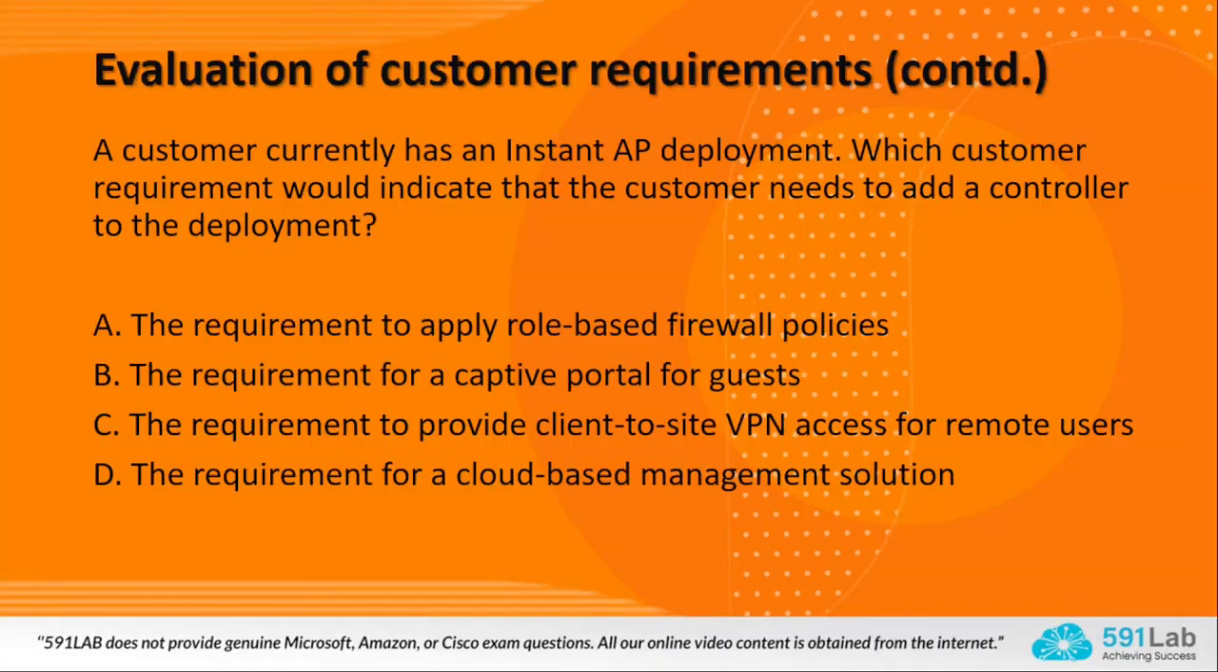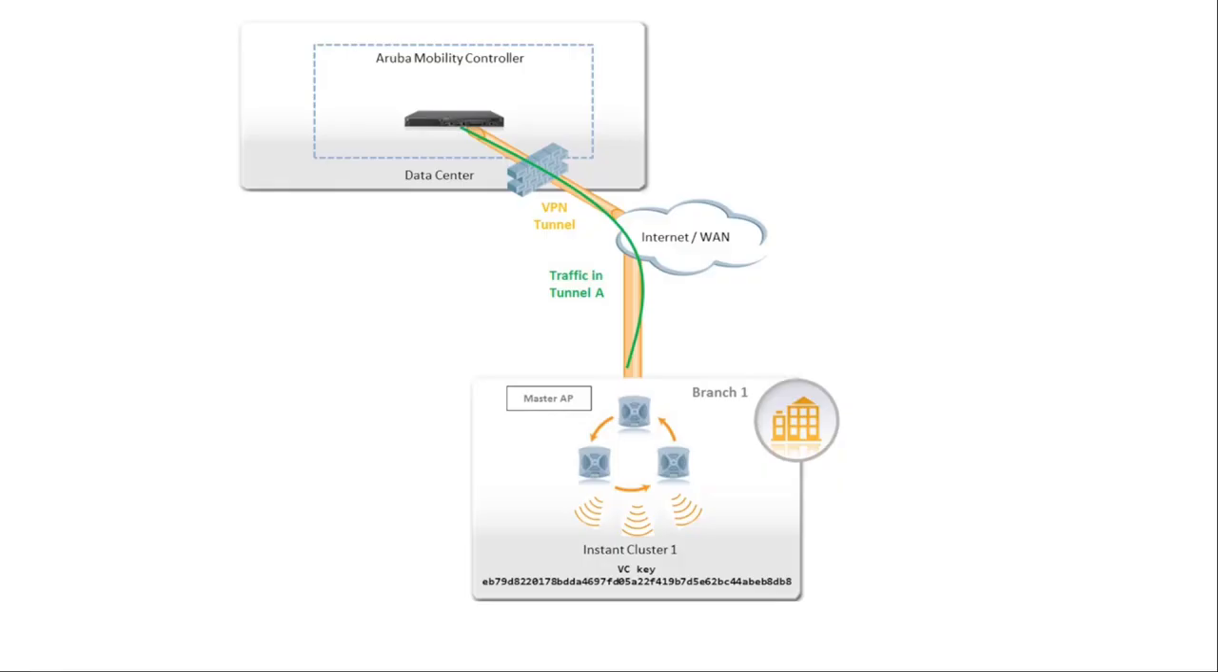Option C, the requirement to provide client-to-site VPN access for remote users. To provide client-to-site VPN access, there should be a VPN concentrator to terminate the VPN tunnel. For this purpose, you need a controller to terminate VPN tunnels. So look at the image to visualize the setup. Hope this image is clear for you. There will be a tunnel from the Aruba Instant cluster towards the mobility controller at the head office or data center. So for that purpose, you need a controller.